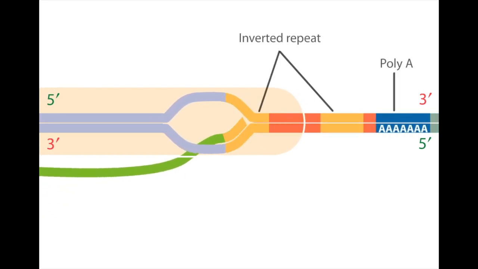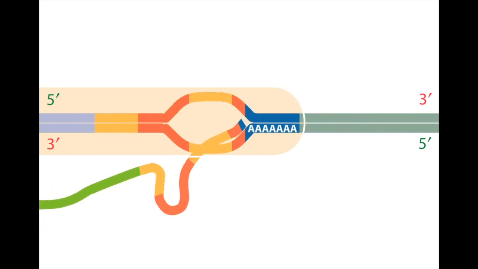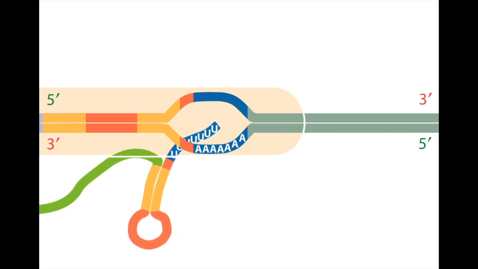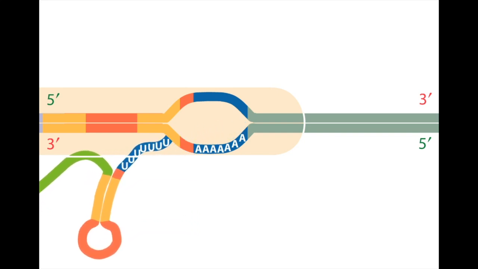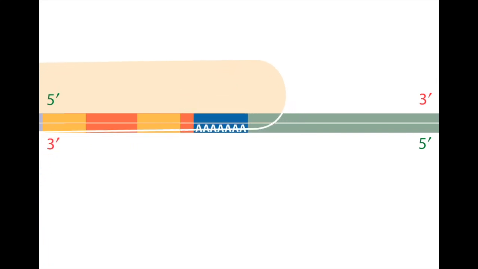Rho-independent terminators contain an inverted repeat followed by a poly-A region. When the inverted repeat has been transcribed, it forms an RNA hairpin, which causes RNA polymerase to pause. The stretch of AU base pairs is unstable and causes the RNA strand to separate from the template during the pause. When transcription has ended, the DNA duplex reforms and RNA polymerase dissociates from the DNA.